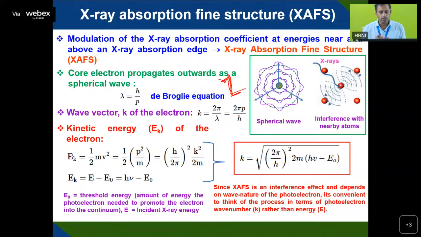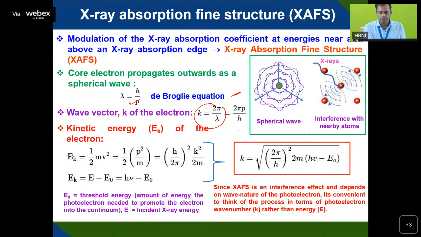This is mainly a core electron that propagates outwards as a spherical wave. You have an electron here, a core electron, and the wave vector of that electron propagates as a spherical wave as per the de Broglie equation. It spreads, and the wave vector k for that particular electron is k equal to 2 pi by lambda, or if you put in the equation, 2 pi p by h.